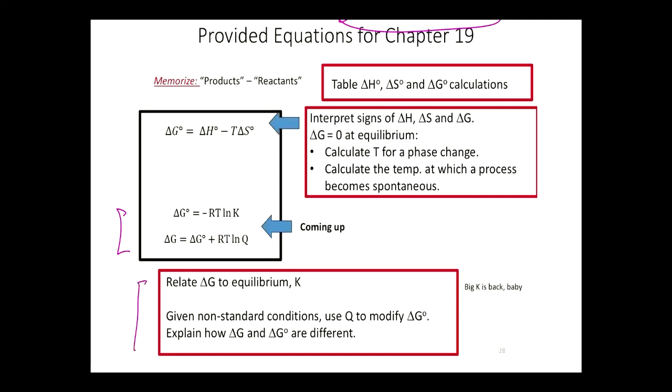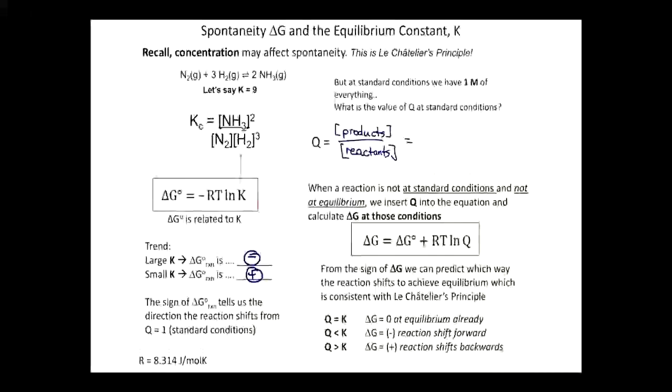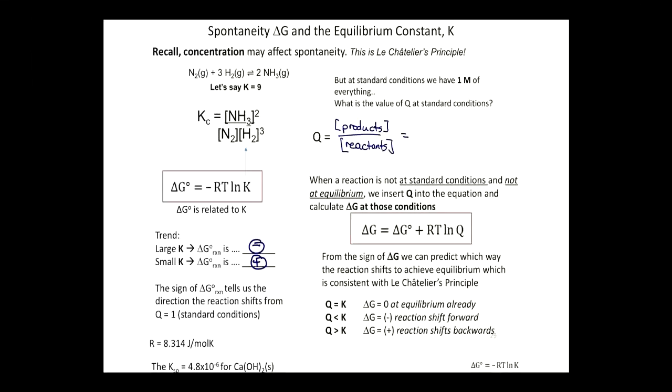And then finally, we talked a lot about standard conditions, 1 molarity, 1 atmosphere of everything. So we'll do some calculations where we're not quite at standard conditions, but we can still use these equations to help us predict what's happening. So yeah, big K is back. So let's talk about big K. I said if delta G is negative, we know that the forward reaction is spontaneous.